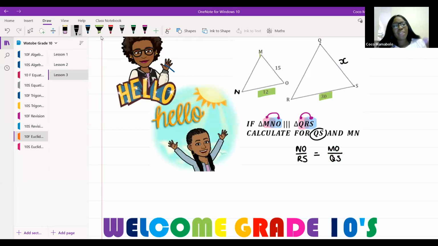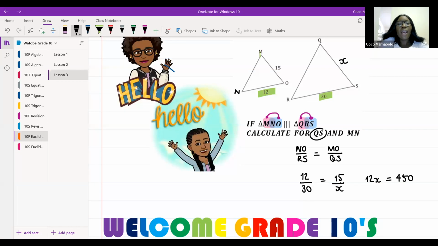Then all I'm going to do is replace the NOs and the RSs with the numbers. We know that NO is equal to 12. So I'm going to go to NO and I'm going to go 12 over RS, which is 30. RS 30 is equal to MO, which is 15, over QS, which I've now named. Then the last thing I can do in order to solve for X, because we are actually solving for X, is I can do X times 12 will give me 12X, and 30 times 15 will give me.